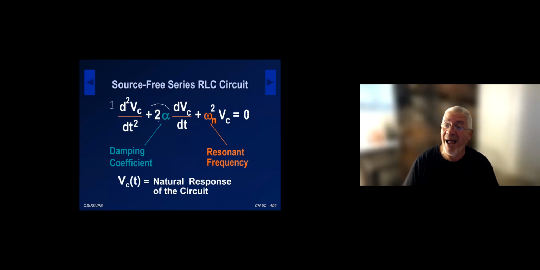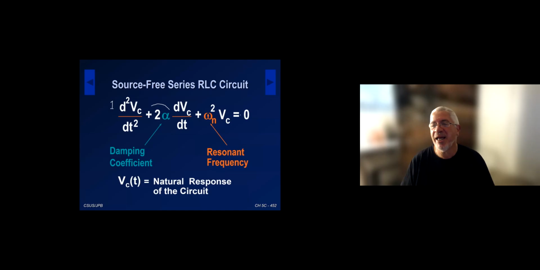Okay, so I'm going to ask you to identify alpha. And I'm also going to ask you to identify the resonance/natural frequency, because in some cases they call it the natural frequency, not the resonant frequency. So that's omega n. Basically, omega n is the square root of the constant that is connected with VC in this particular case.